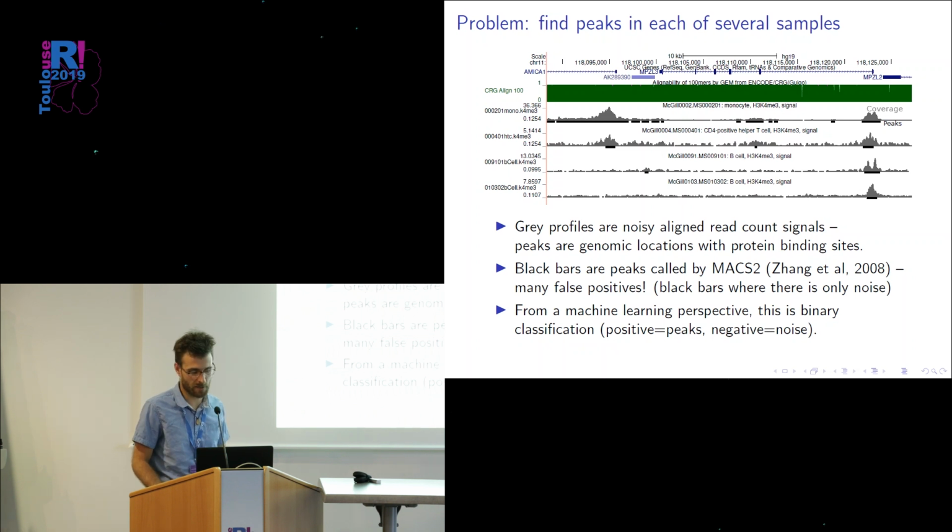There are many heuristic algorithms that have been proposed for this task. One of them is being shown in black here. This is the MAX2 algorithm. But typical heuristic algorithms suffer from quite a lot of false positives, and that's the main thing that we address in this talk. We're going to propose a concrete statistical framework to address this issue, and we're going to solve the problem exactly.